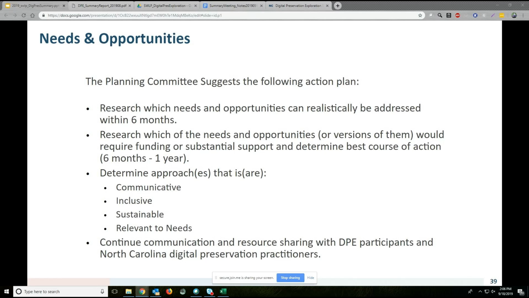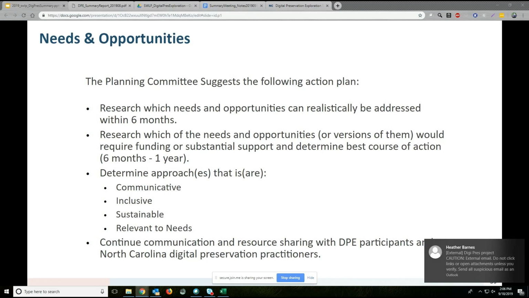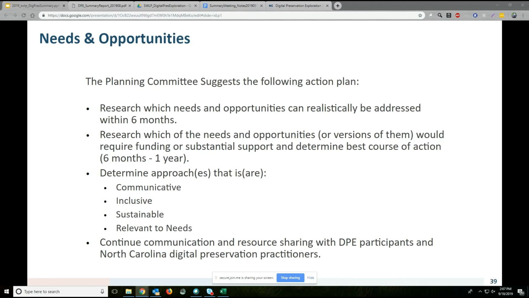And then, of course, continuing this communication and resource sharing with all the people that participated in the meetings, participated today, or want to participate in the future, so that we can keep this going into the future. We don't just have these meetings and then share this report and then move on. So those are the next steps, the action plan of where we want to go next for now. And that's my overview of the report.